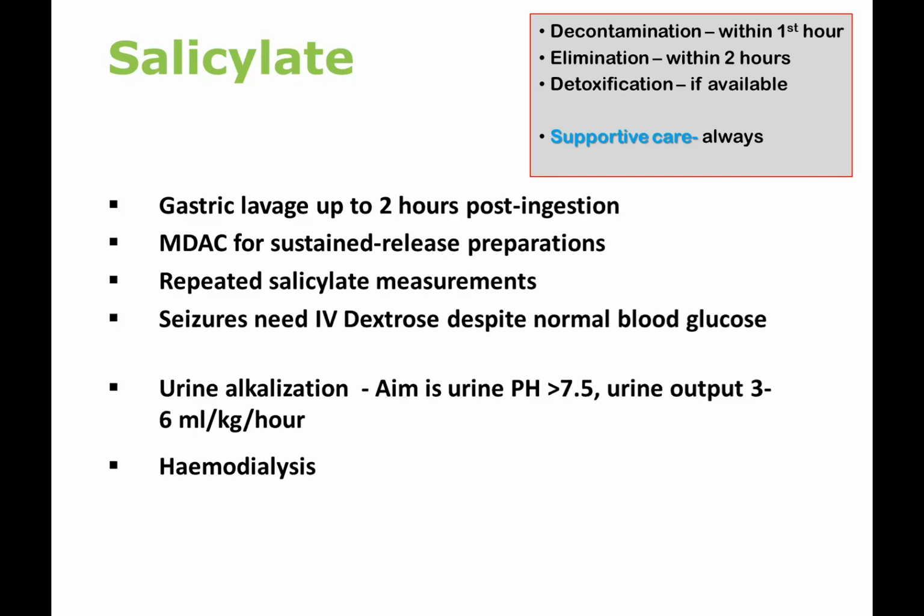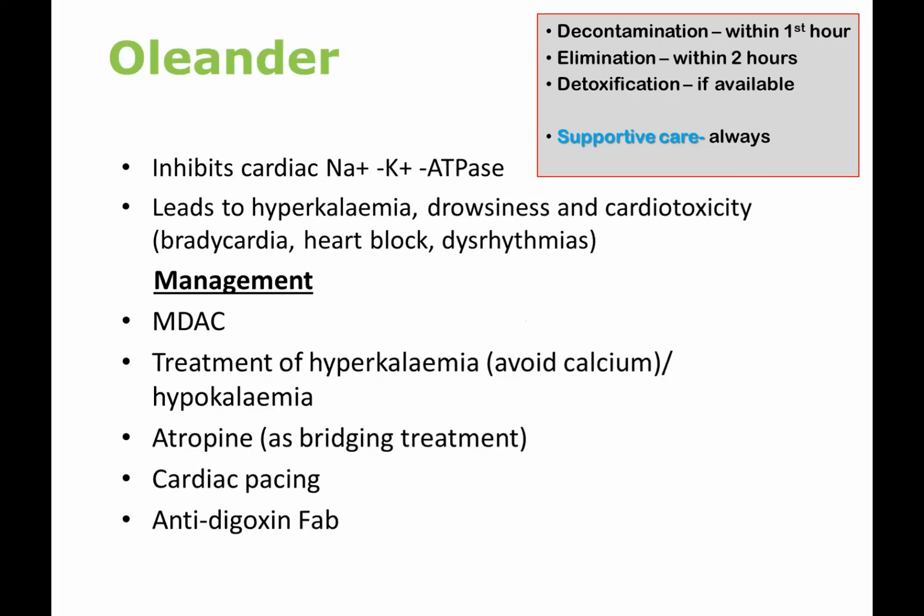It is a fatal toxic agent. It comes as aspirin in tablets, and methyl salicylate in oils and ointments. It is not uncommon. It is one of the common acute fatal poisonings in toxicology. Oleander causes heart block. It contains a digoxin-like substance. So if the patient presents with bradycardia, atropine, cardiac pacing and anti-digibind antibodies can be given.